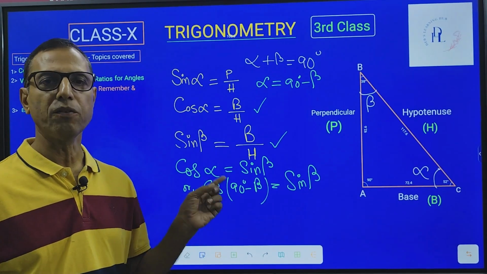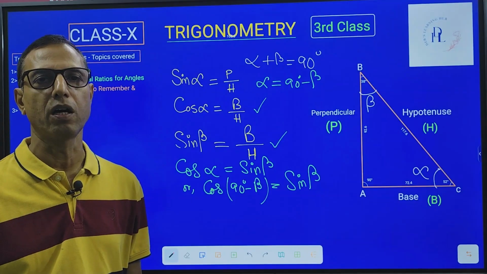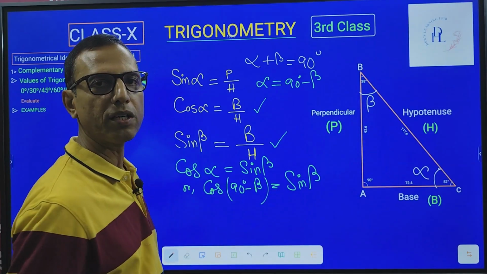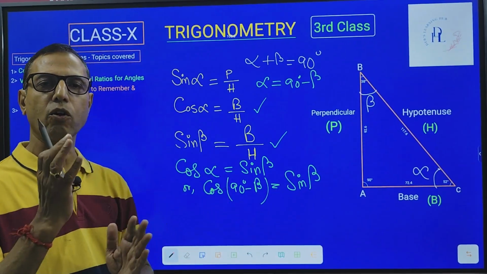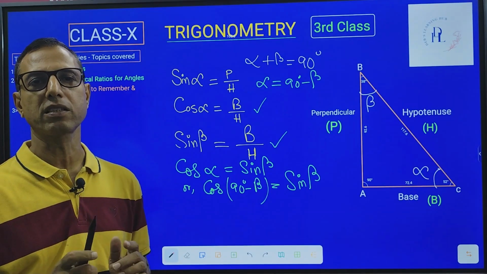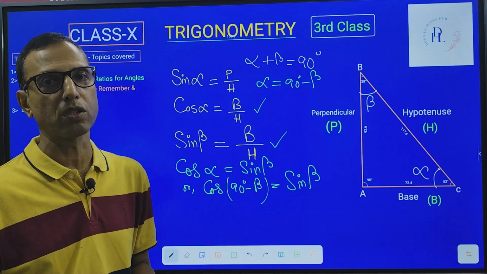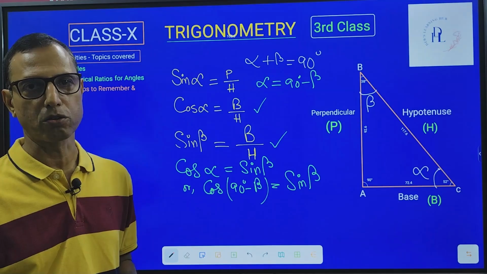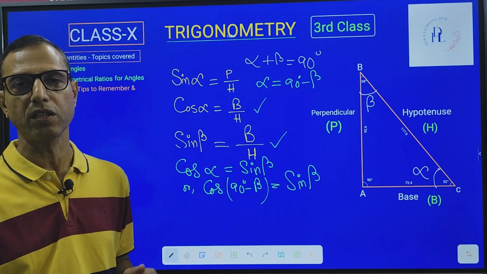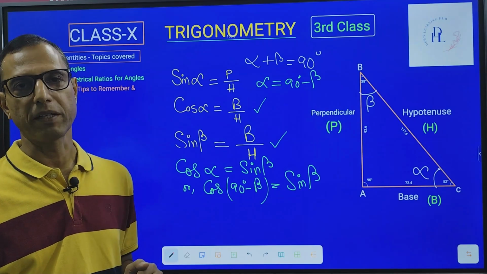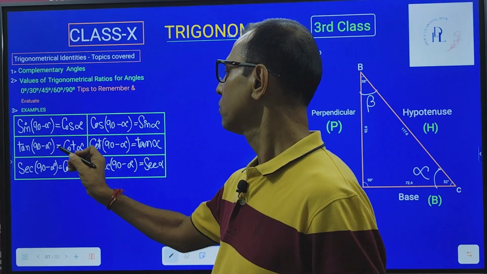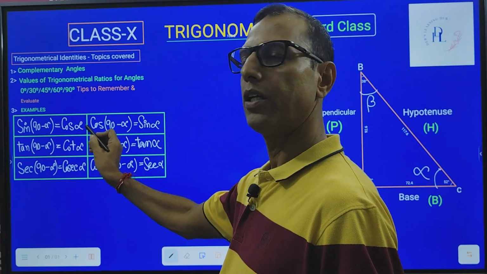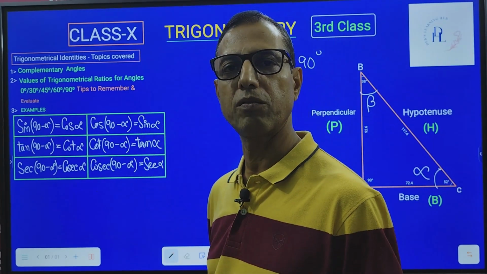Similarly, you can prove sine of 90 minus alpha equals cos alpha, the same way. Since the summation of these two angles is 90 degrees, sine and cos are interrelated. Cos of 90 minus alpha equals sine alpha. Sine of 90 minus alpha equals cos alpha. Equally, you can prove the rest of the complementary angle formulas for the other trigonometric ratios. So what we have already proven is that sine of 90 minus alpha equals cos alpha, and similarly cos of 90 minus alpha equals sine alpha, which you can prove.